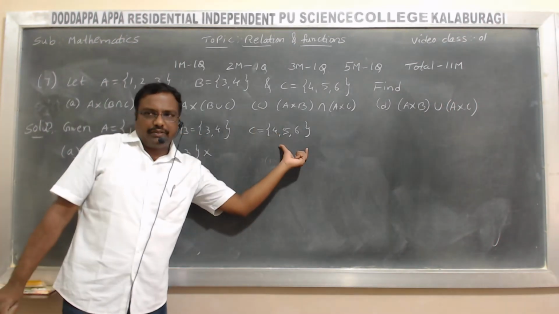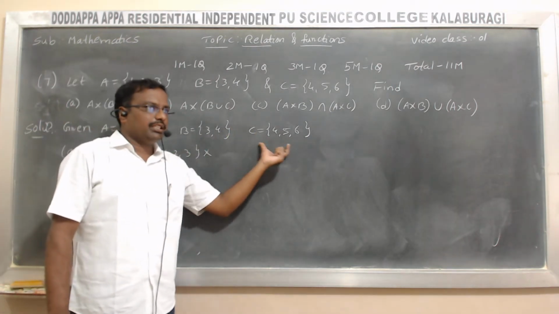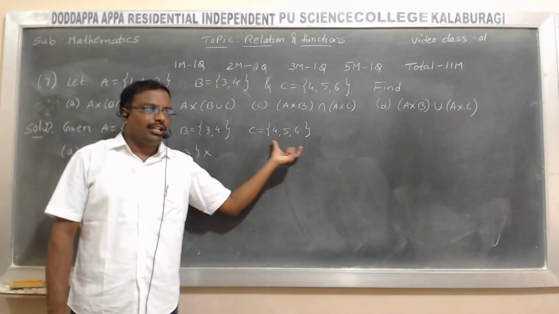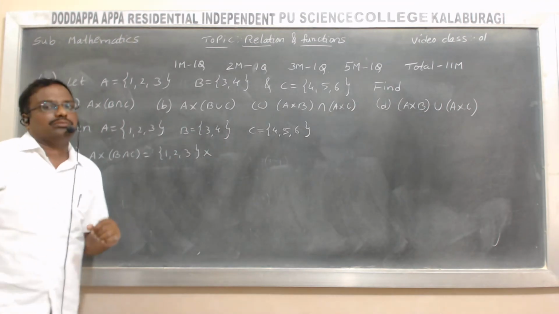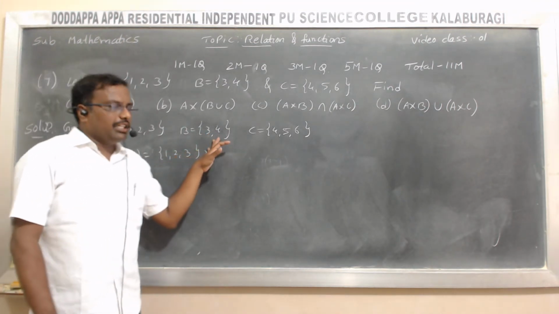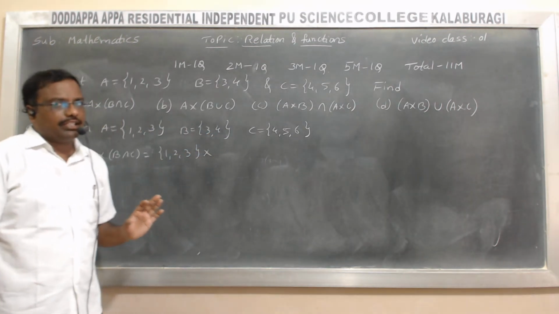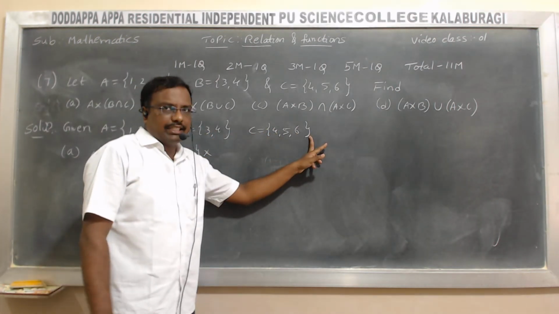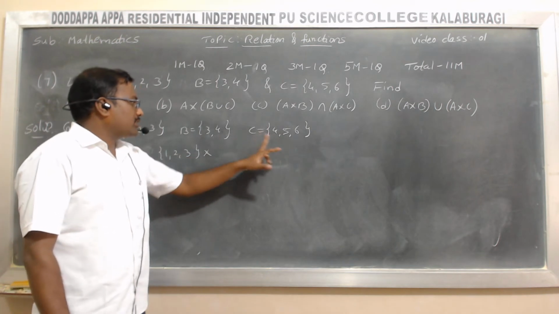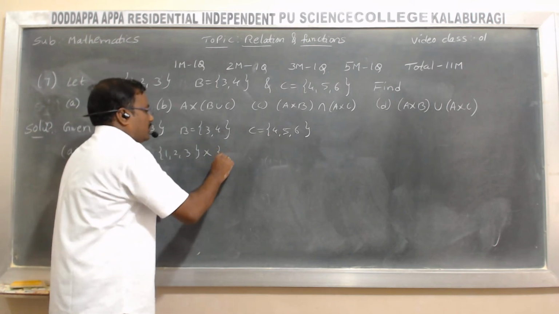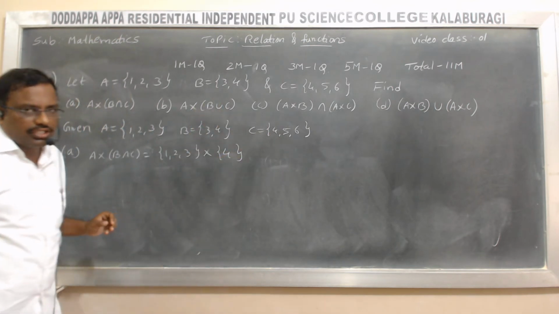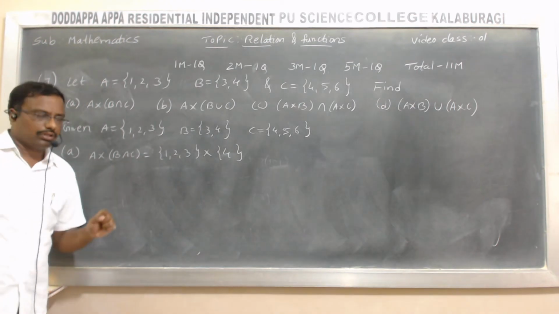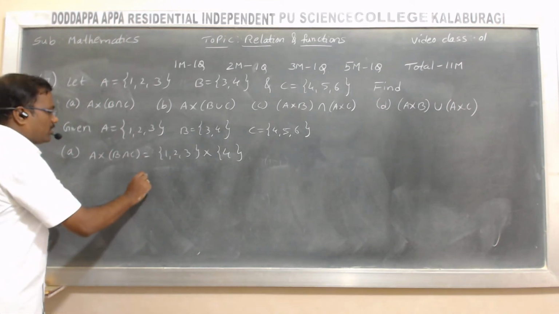B intersection C. We know that intersection means in the B set and C set you take the common values. Intersection means in these two sets you have to take the common value. Here {3, 4} is there, here {4, 5, 6} is there. In these two sets the common value is 4. So here B intersection C is equal to what? The set {4}.